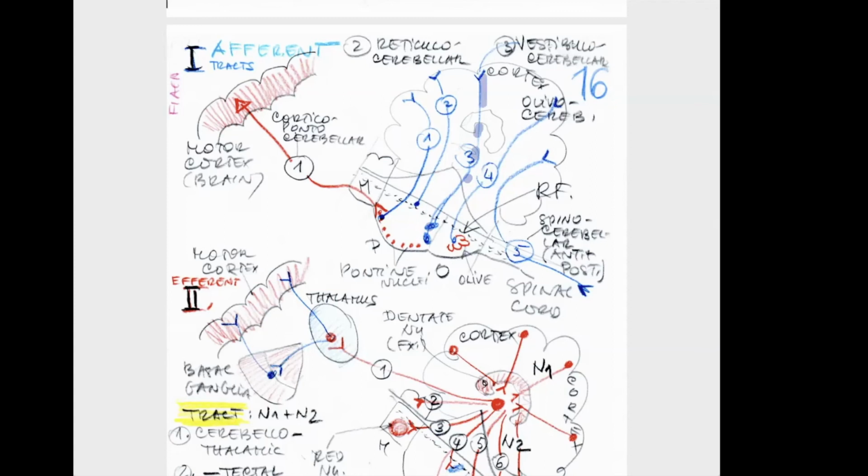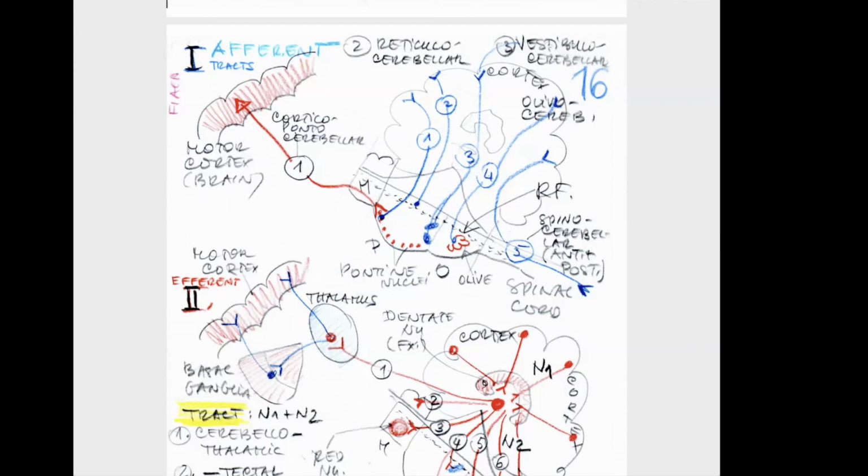But now pay full attention, please, to pontine nuclei, which is the complex of the nuclei situated on the basal portion of the pons, and these pontine nuclei receive the information from the cortex, from the motor cortex. That's why we call it motor cortex with area number 4. We will define it a bit later.